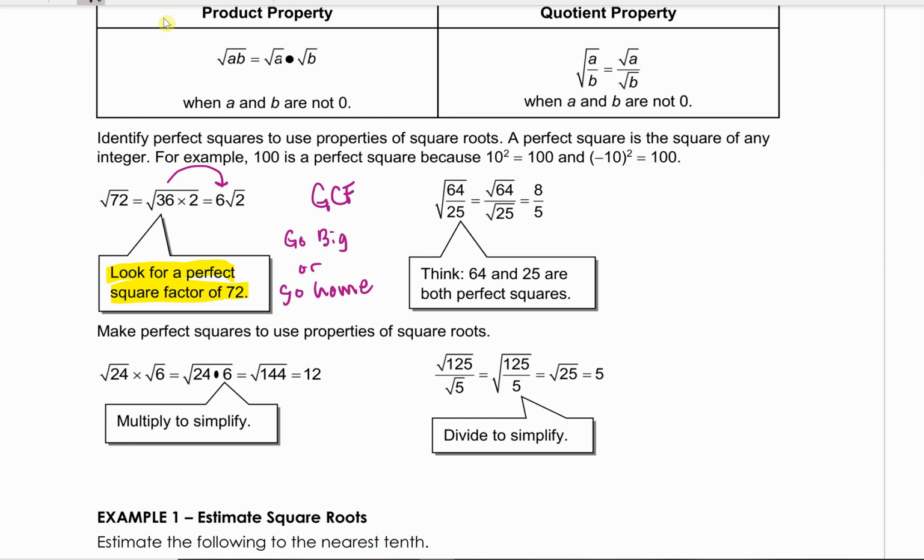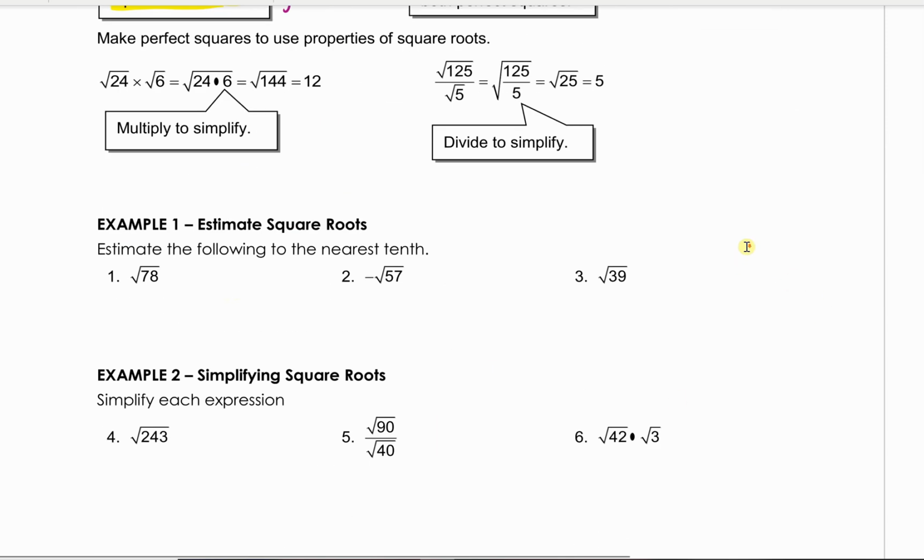Here we have the square root of 64/25ths. We can break it up: the square root of 64 divided by the square root of 25. That becomes 8 over 5, because they're both perfect squares. This works the other way too. You can multiply square roots together to simplify them. You can divide square roots to simplify them.